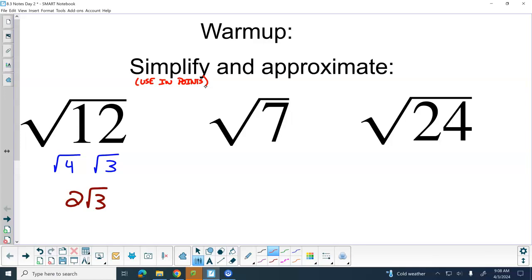Approximately how big, without using a calculator, that's why it's approximate, approximately how big is the square root of 12? It's between 3 and 4. Is it closer to 3, closer to 4, or right smack dab in the middle? Because it's 3 away from 9, and it's 4 away from 16, right? So it's closer to 9, so it'd be like 3.4-ish, okay?